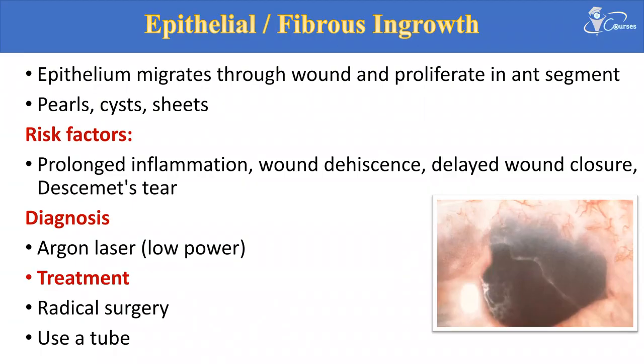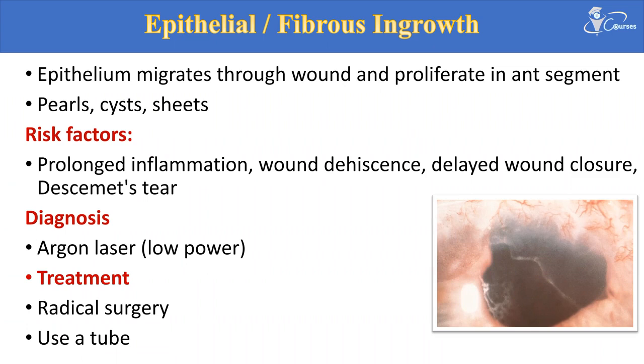Another cause of secondary angle closure is called epithelial or fibrous ingrowth. In those patients, epithelium migrates through the wound and proliferates in the anterior segment. After a surgery which includes a full-thickness corneal incision, like penetrating keratoplasty or extracapsular cataract surgery, you may accidentally implant some epithelial cells into the anterior chamber. You know that epithelium has a tendency to proliferate excessively and unstoppably.